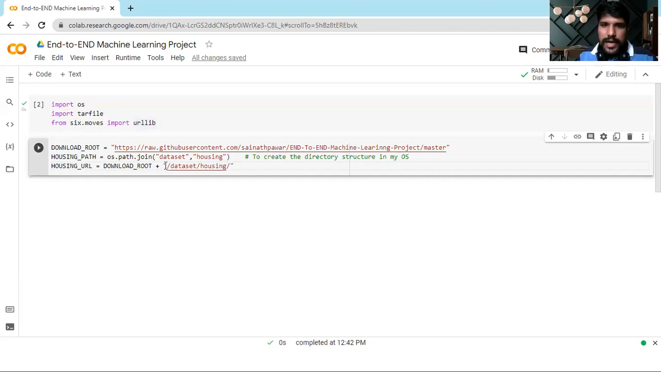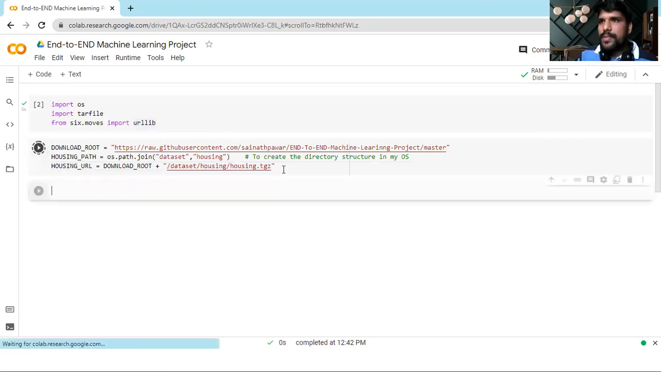And my housing URL will be like this: the download root, datasets, housing, slash housing.tgz. So actually when you access my GitHub, it is stored in datasets housing. So a similar structure I created here to store it. I'll show you how it is created, but this is the complete URL. So this is the link. In my master I have the datasets directory, below that I have the housing directory, and below that my housing tar file is stored. So okay, let me execute this.